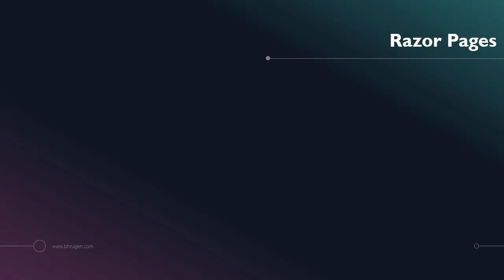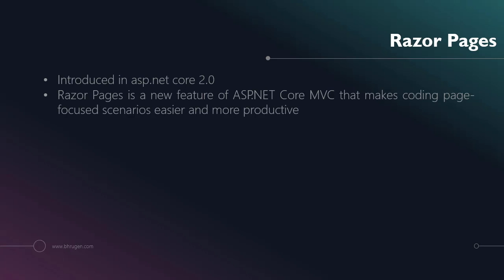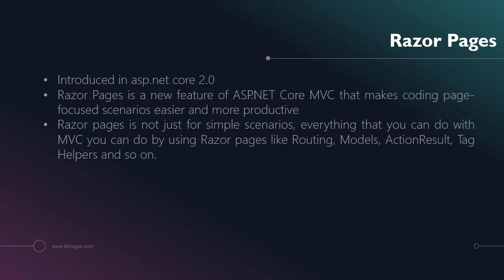In this video, we will take a brief overview of what Razor Pages are. Razor Pages were introduced in ASP.NET Core 2.0 and since then they have become the default way of coding with the ASP.NET Core stack. Razor Pages is a new feature of ASP.NET Core that makes coding page-focused scenarios easier and more productive. They provide a simpler way to organize code within ASP.NET Core applications, keeping the implementation logic and view models closer to the view implementation code.